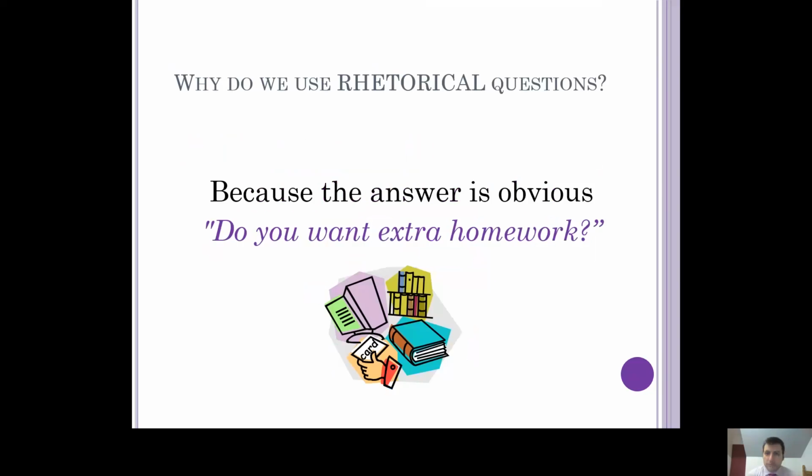An example, a very relevant one, would be, do you want extra homework? And some of you, because you're wonderful children, might say, yes, Mr. Spring, we'd love some extra homework. However, realistically, I don't need you to answer because I know fundamentally you prefer not to have extra homework. So really, what I'm saying here is, if you don't do this, you will get extra homework. So I'm making a point rather than actually asking a question.